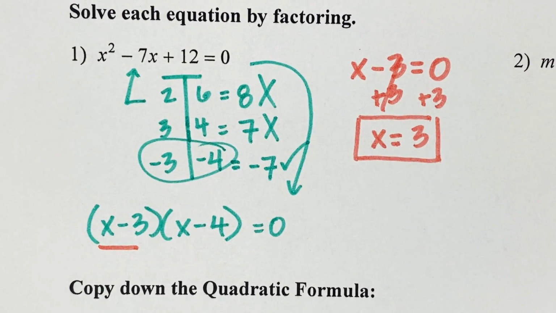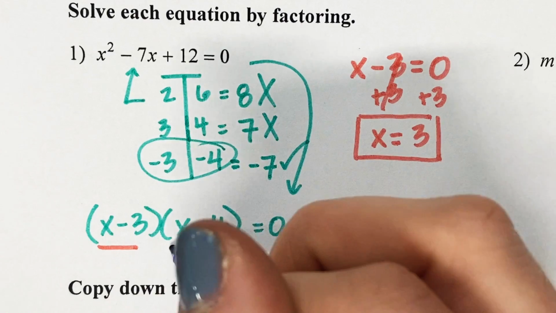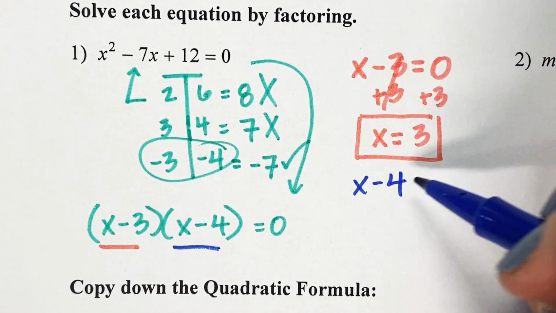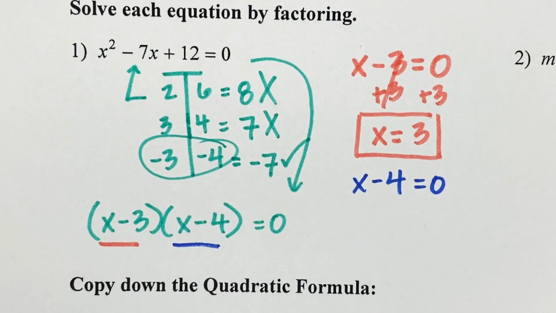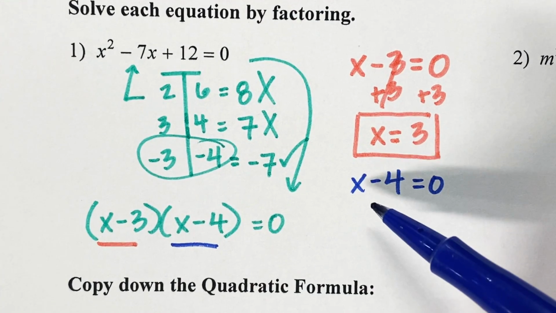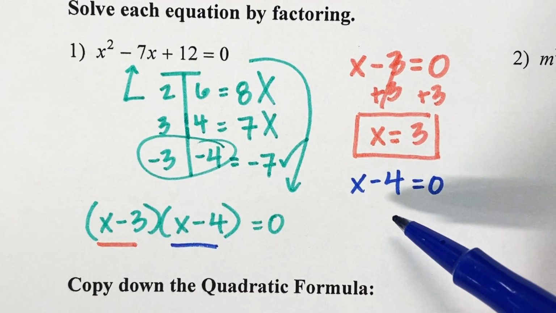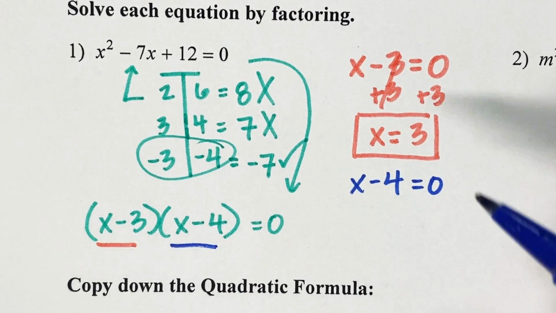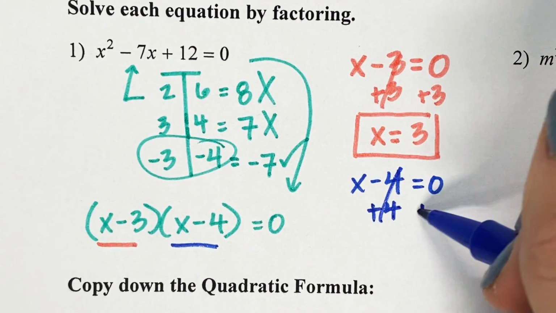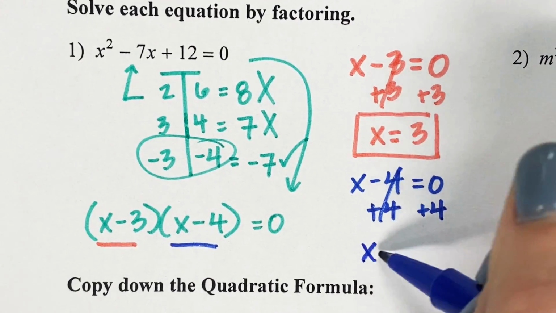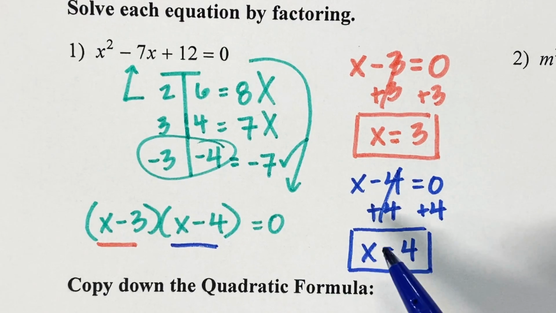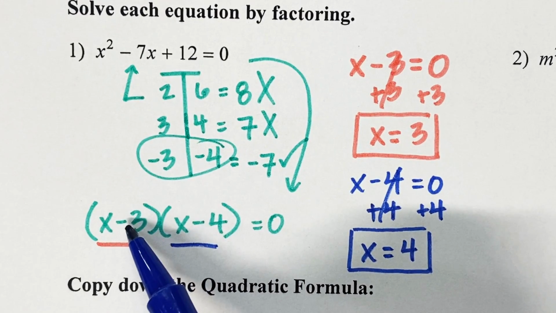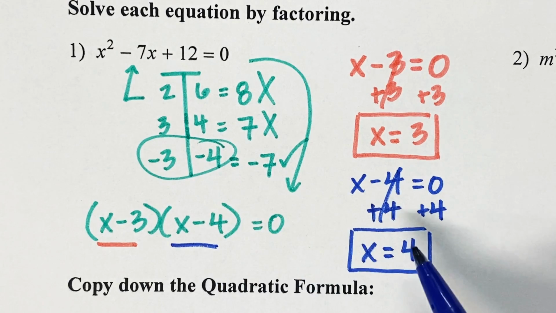But remember, in quadratics, we always get two answers. So now we need to take our second piece, x minus 4, excuse me, equal to 0, and solve. Okay, so if I need to get x by itself, I need to do the opposite of minus 4. What is the opposite of minus 4? It's going to be to add 4. So now I get x equals positive 4. Okay, remember in quadratics you can always say, well, the opposite of negative 3 is positive 3. The opposite of negative 4 is positive 4.